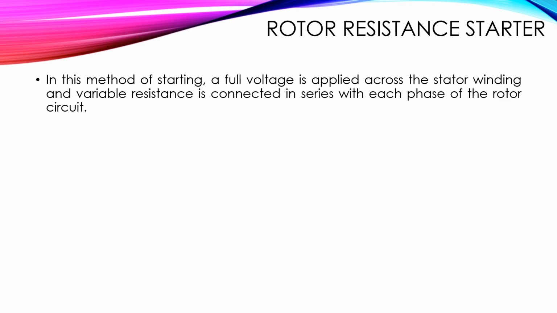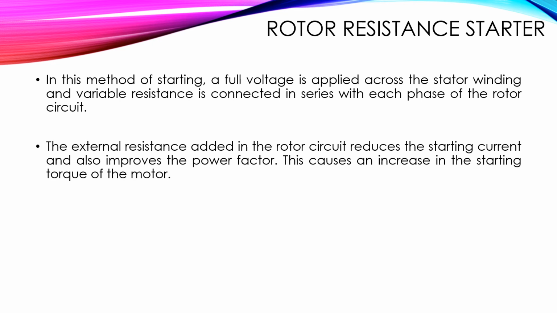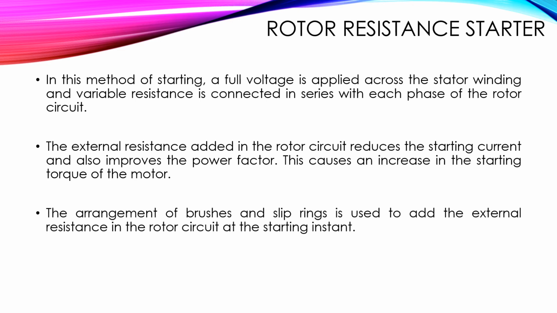So here the rotor resistance is nothing but the variable resistance, or we can say that is the starting resistance. So the external resistance added in the rotor circuit reduces the starting current and also improves the power factor. This causes an increase in the starting torque of the motor as well. The arrangement of brushes and slip rings is used to add the external resistance in the rotor circuit at the starting instant.